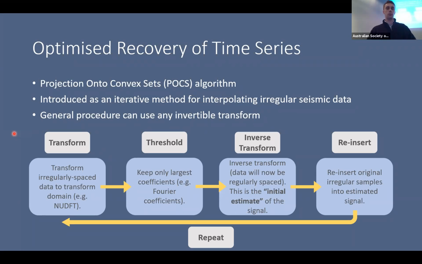And so the general procedure is we transform our irregularly spaced data to some transform domain, for example, using a non-uniform discrete Fourier transform. We threshold, as we've already seen, keeping only the largest coefficients. We inverse transform. So now at this stage, we'll have a regularly spaced signal, and we refer to this as our initial estimate. And then we leverage the data we've already acquired, and we reinsert the original random samples into our estimated signal, and then just repeat the process.